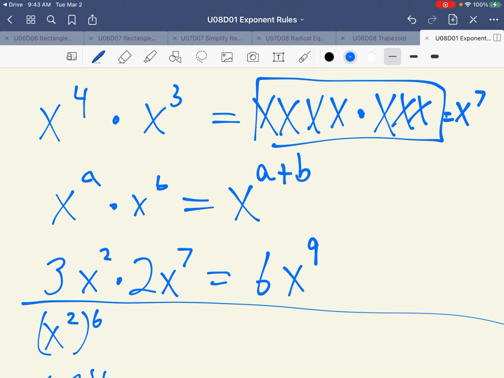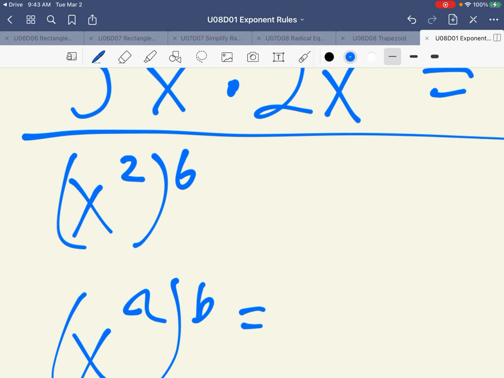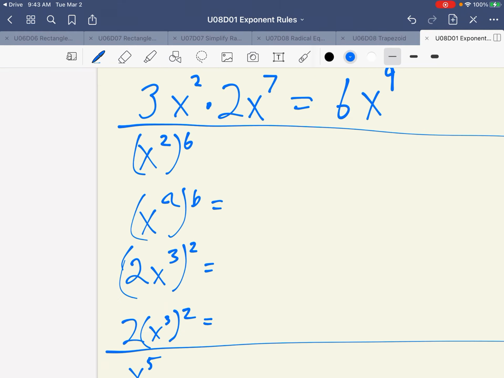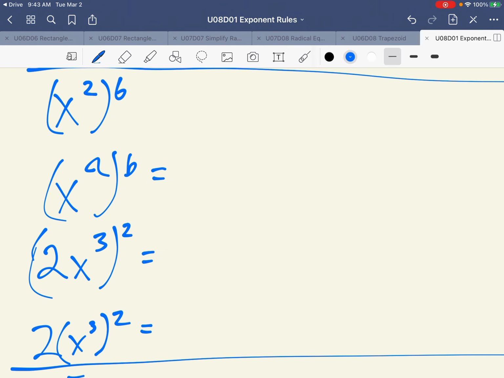All right, that is the product rule. Let's take a look at the power rule. So the power rule says that if you have a value to a power and you raise it to another power, you will multiply the two exponents. So we'll get x to the a times b.